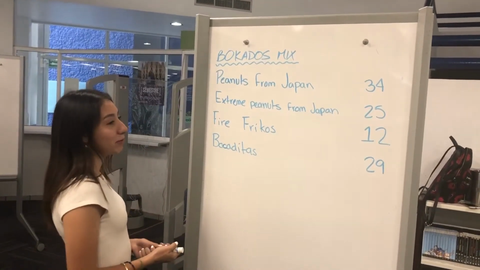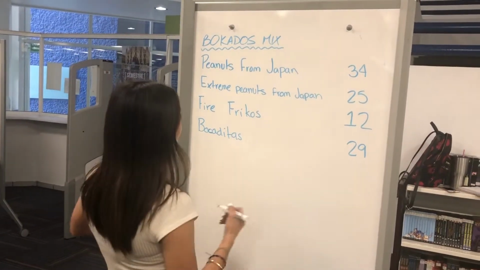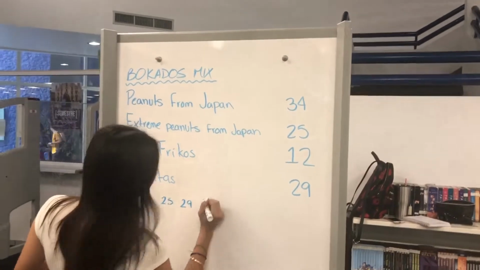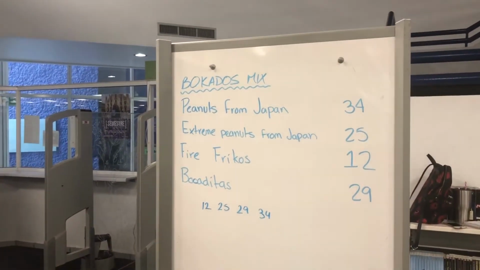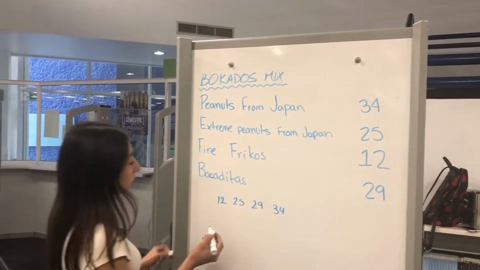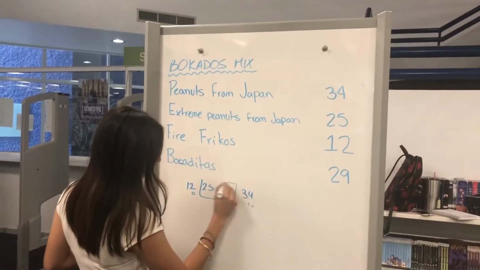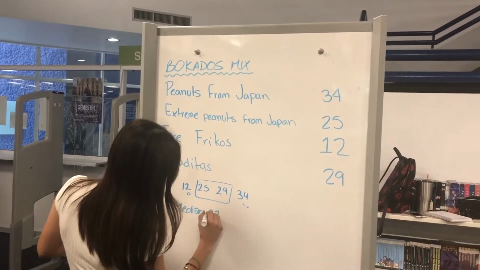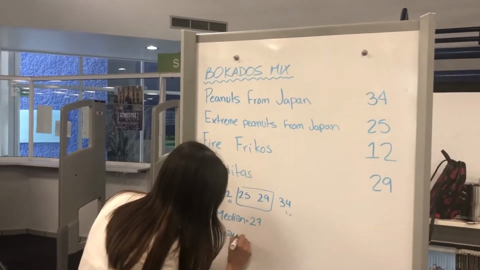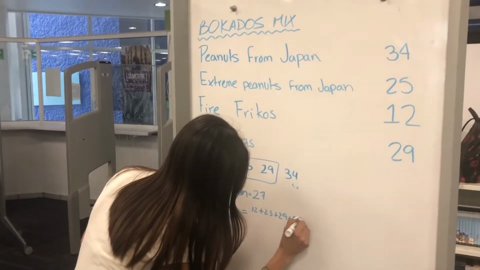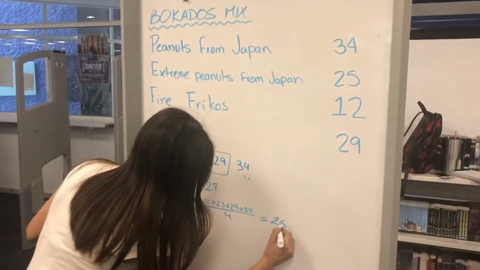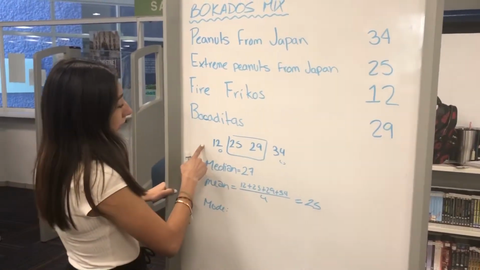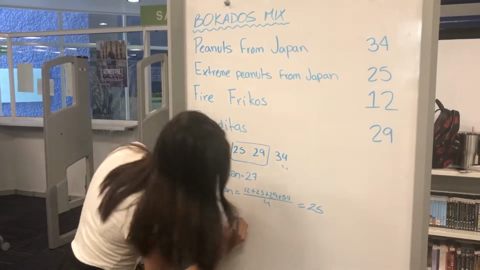This is a qualitative nominal variable, and now I'm going to arrange the numbers in ascending order. After doing this, I'm going to take out the median, which would be these two divided by 2. The mean would be 25, and the mode. After analyzing the set of data, we realize that there is no mode.